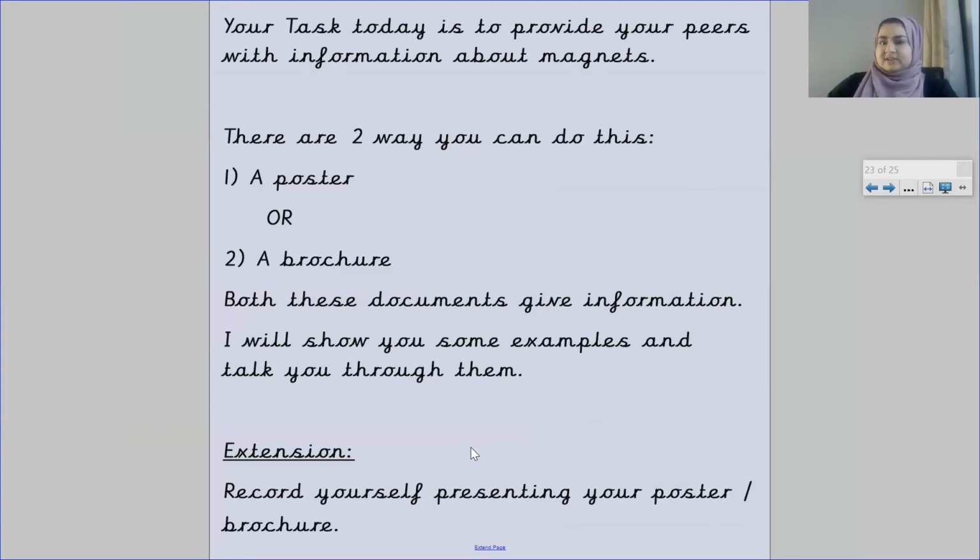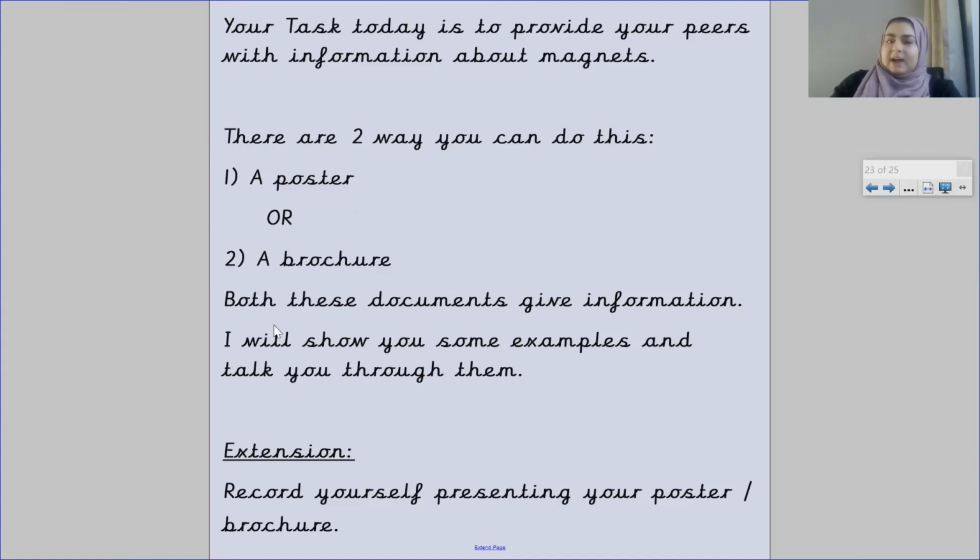Now, these are your tasks. Your task today is to provide your peers with information about magnets. So you are going to be creating a piece of work that will give other people information about magnets. There are 2 ways you can do this. You can either do a poster or a brochure. Both these documents give information. I will show you some examples and talk you through them on the next page.